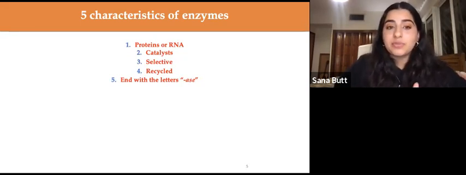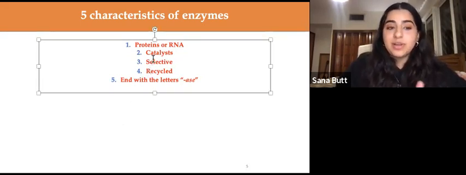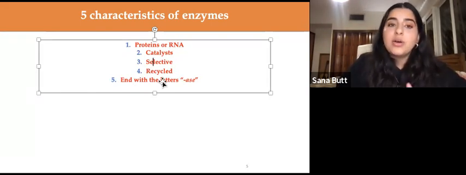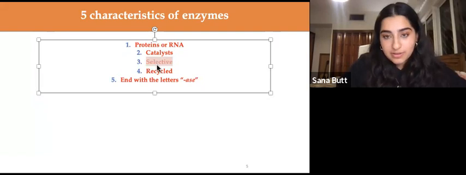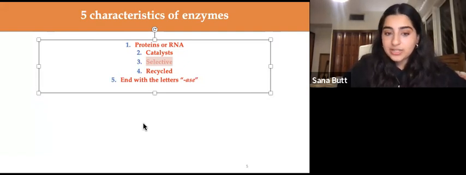So they can be recycled, which is going to get into point number 4. The third thing is something we already talked about. Enzymes have an active site, which specific substrates bind to. What makes an enzyme selective and specific is its active site. And then number 4, enzymes are recycled. They don't get changed. They don't get consumed by the reaction. They catalyze, so they can be reused.